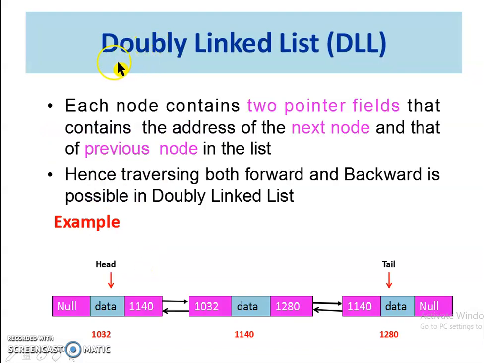Let us see what is DoublyLinkedList. In a DoublyLinkedList, each node contains two pointer fields that contain the address of the next node and that of the previous node in the list. Hence, traversing both forward and backward is possible in a doubly linked list. This is in contrast to a singly linked list, which has a single pointer field. This example shows how the doubly linked list looks like.